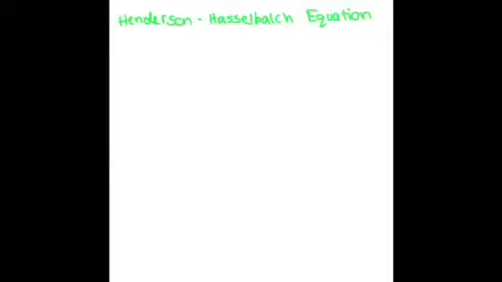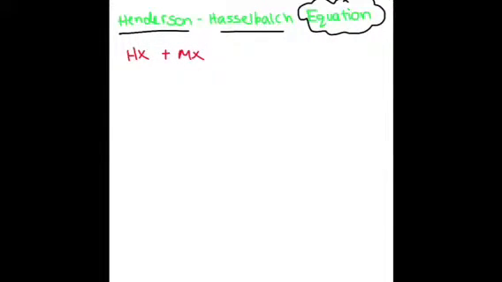Professor Shorty McShortshorts here today, and I'm going to talk to you about my homies Henderson and Hasselbalch, and how they derived their awesome equation calculating the pH of a buffer solution. First, they started with a weak acid, HX, and one of its salts, which we'll call MX. They placed the weak acid in water and yielded hydronium ions as well as the conjugate base X-.